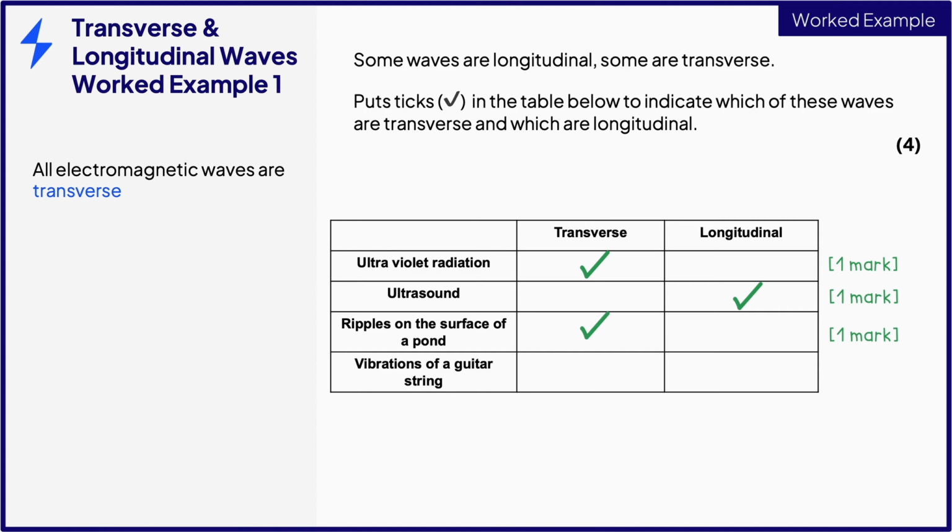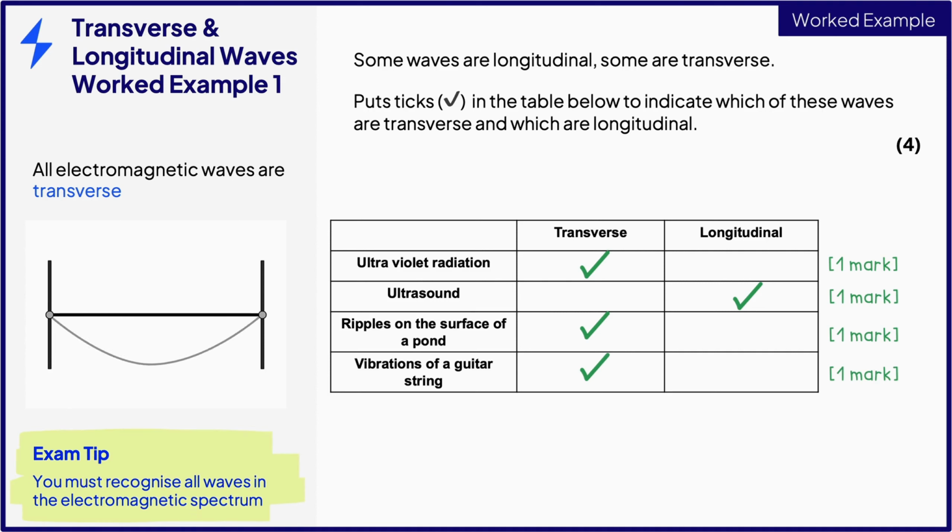Vibrations of a guitar string consist of a wave moving along the string, which when it hits the other end, makes the whole string go up and down, like this. This implies the movement of the molecules, in this case the string, is perpendicular to the direction of the wave motion, along the string. Therefore, this is a transverse wave. Make sure you recognize the name of all the waves in the electromagnetic spectrum to know that they are transverse.